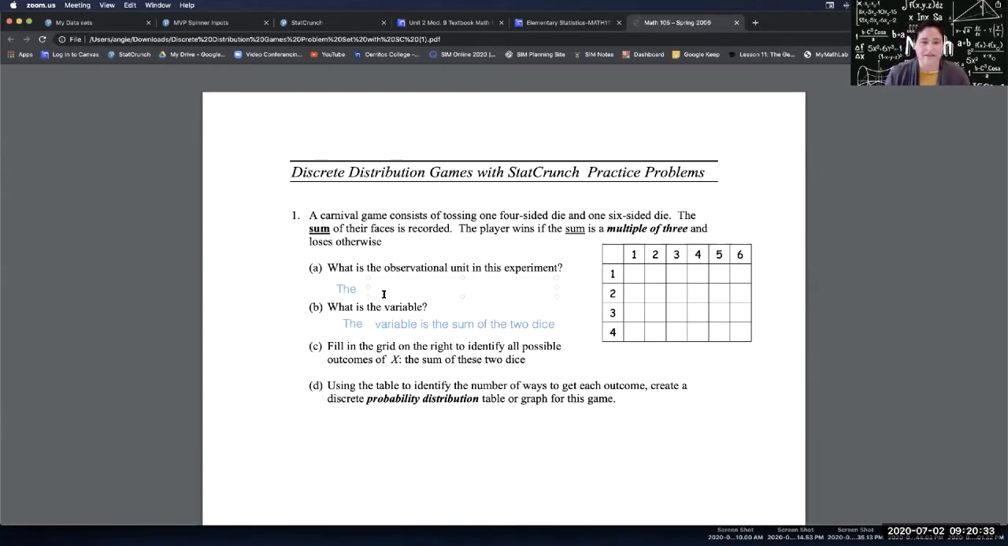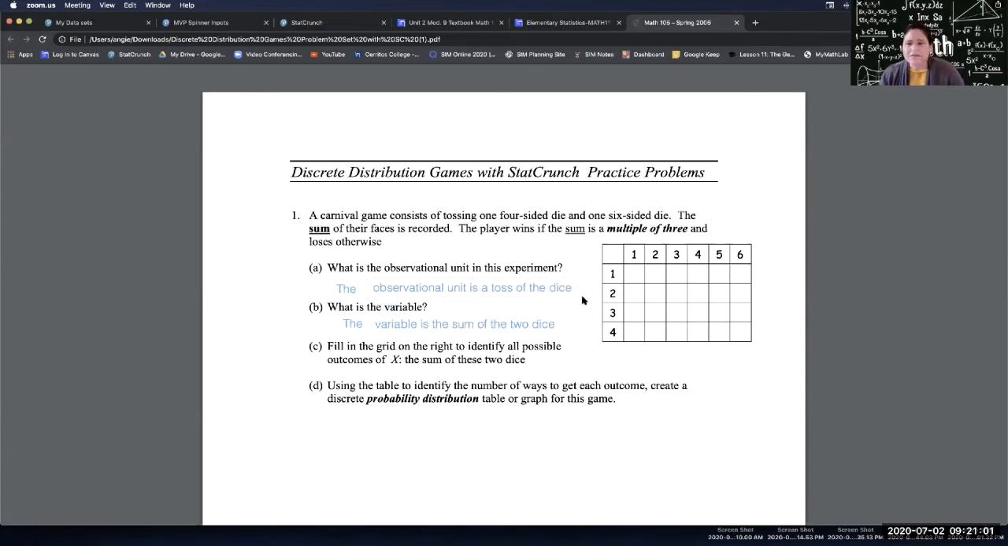So the observational unit is merely, they referred to it as a toss up here. So the observational unit is a toss of the die. Boom. So not just the 4-sided die, the 6-sided die. It's actually the roll of the, and actually not die, it should be dice, because there's 2 of them.